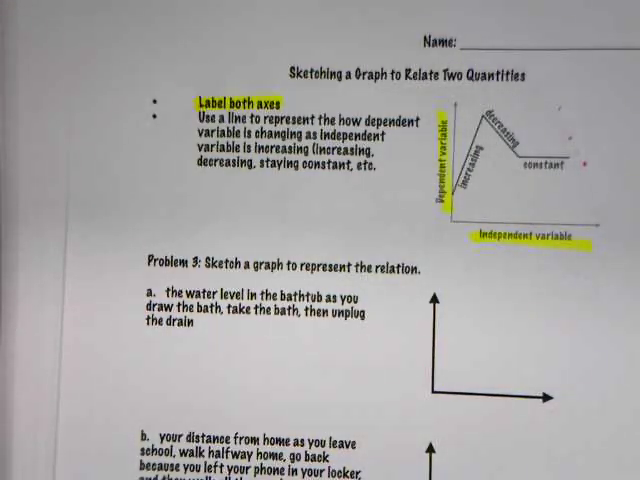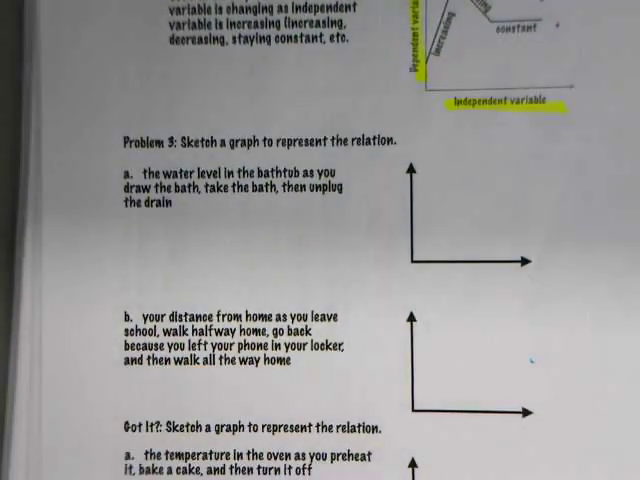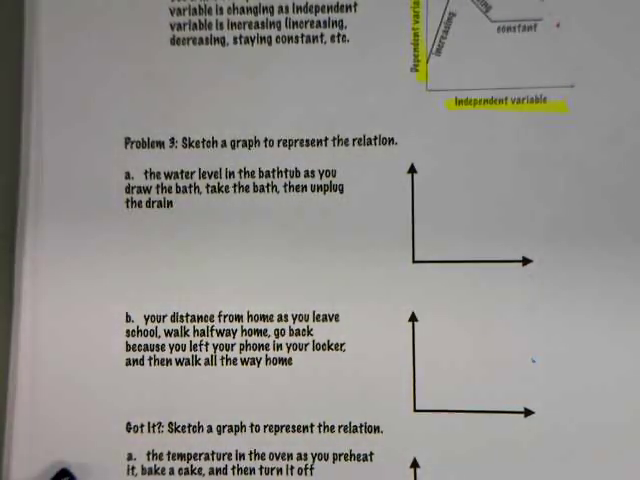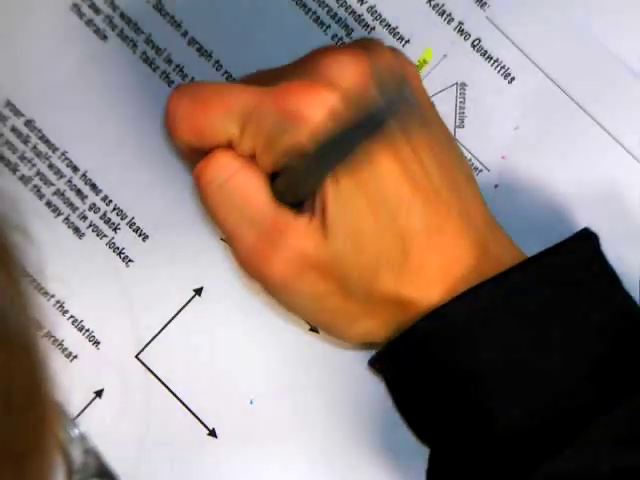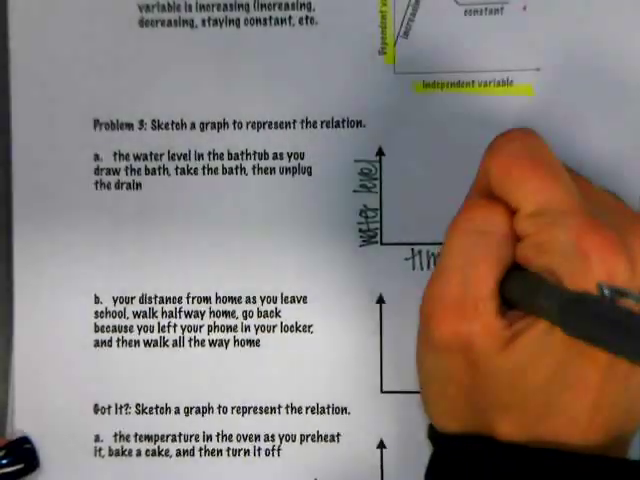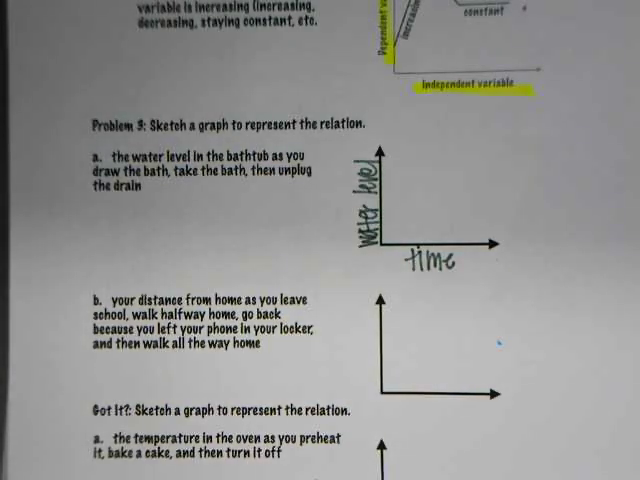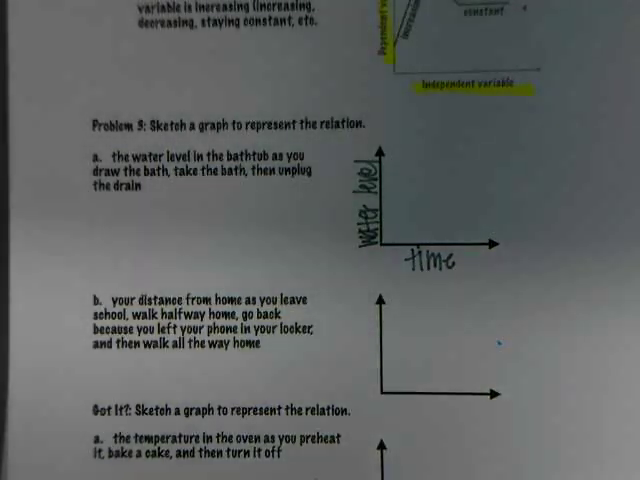And then these are kind of easier just to do. Let's just do the first example. The water level in the bathtub, as you draw the bath, take the bath, then unplug the drain. So what are we measuring here? Be more specific. The water level. Yep, so we're measuring the water level over what? It's pretty much going to be time always. Time is just going to be passing, and then you're measuring something as time's passing. The time might change a little bit depending on the problem, but you'll be able to spot when it's changing, okay? And you're just sketching out what's happening here.